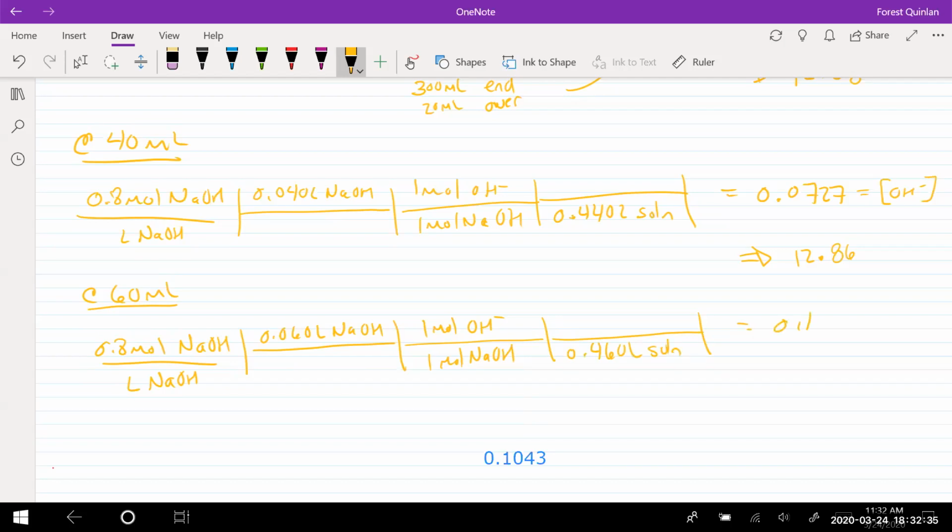He says it's 0.1043. Which means our pH here is, ooh, are we going to actually bust into the 13s? Yeah. 13.02.